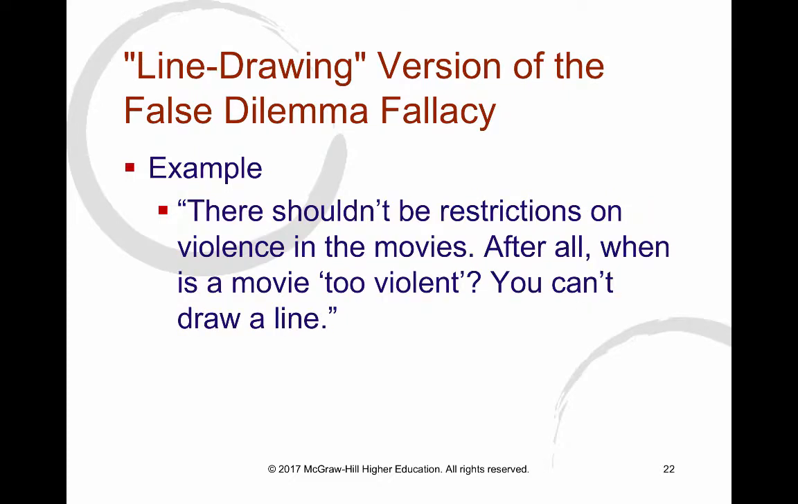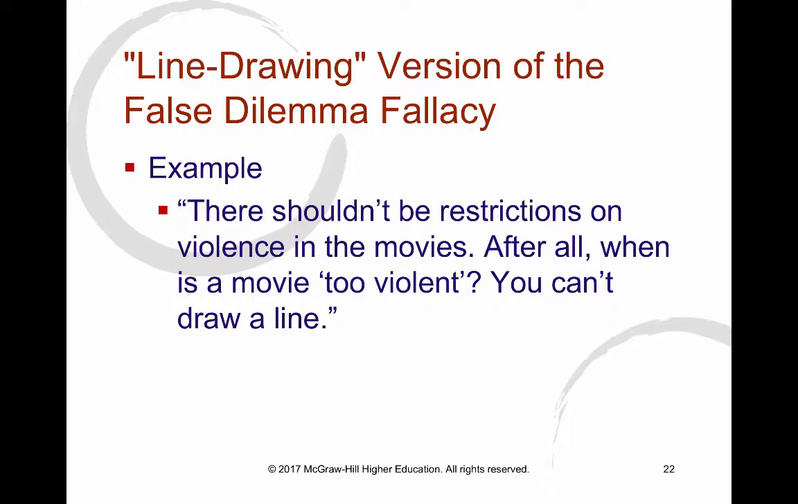The line-drawing version of the false dilemma fallacy is an interesting variation. The arguer says that if there isn't a clear-cut line between two things, that the line doesn't exist at all and there's no difference between those two things. In this example, there shouldn't be restrictions on violence in the movies. After all, when is a movie too violent? You can't draw a line. It's saying that because there's not a specific line between no violence, some violence, and too much violence in a movie, there should be no restrictions placed on violence in movies at all.